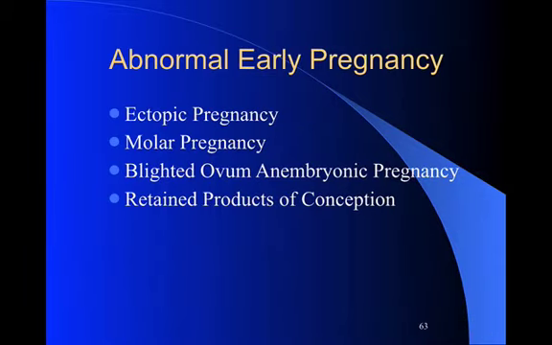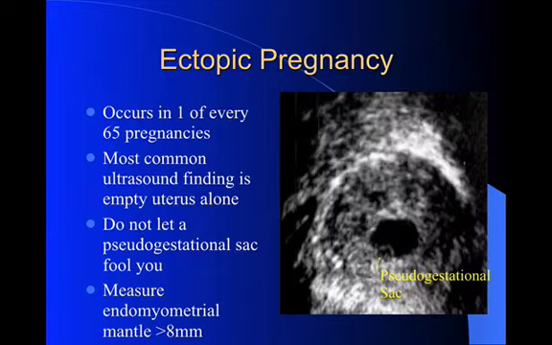Now we're going to talk about abnormal early pregnancies, including ectopic pregnancy, molar pregnancy, blighted ovum or anembryonic pregnancies, and retained products of conception. Ectopic pregnancies are quite common. They occur in 1 of every 65 pregnancies. The most common ultrasound finding is an empty uterus alone. Do not let a pseudogestational sac fool you, which may be somewhat irregular and a very tiny sac within the gestational sac. And always measure the endomyometrial mantle. Again, we want it to be greater than 8 millimeters.